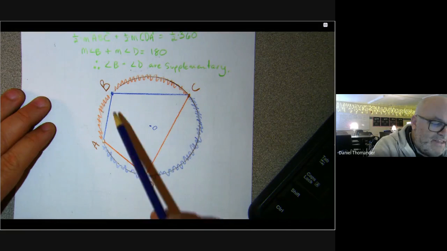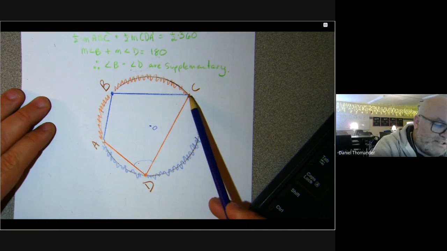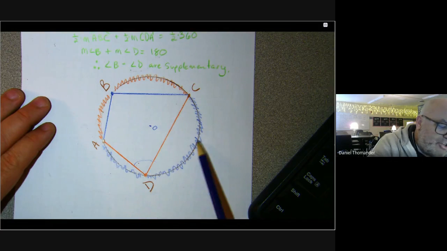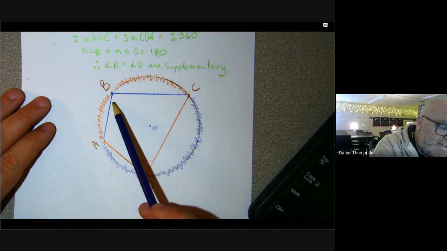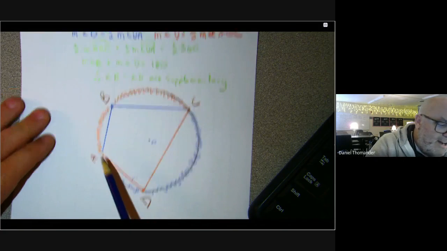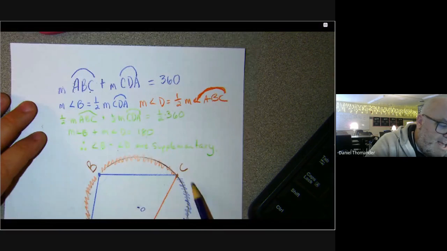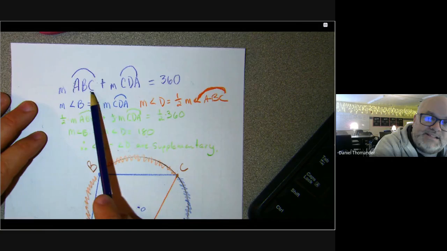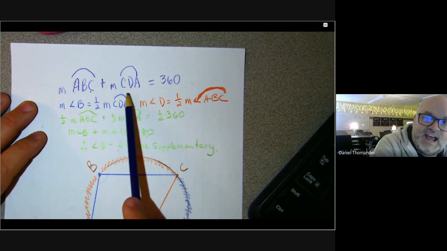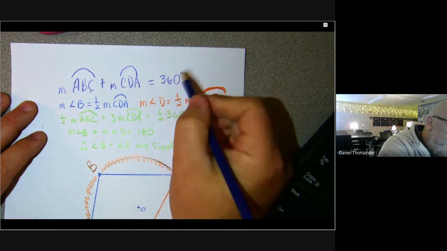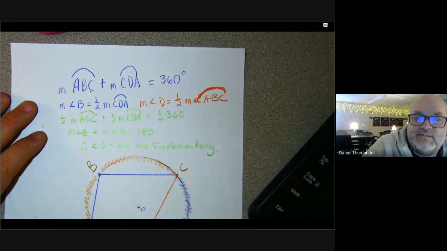So then I have the rest of the circle. If you look at the rest of the circle, it's shaded in blue. And its measure is half of its intercepted arc, which is CDA. So now what do we get when we add the orange and the blue together? That would be arc ABC and arc CDA. And when I add them together, it's the whole circle. So it measures 360 degrees.